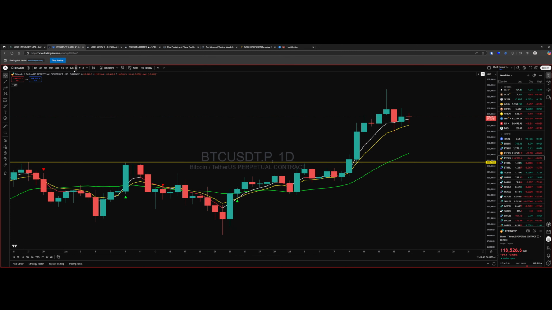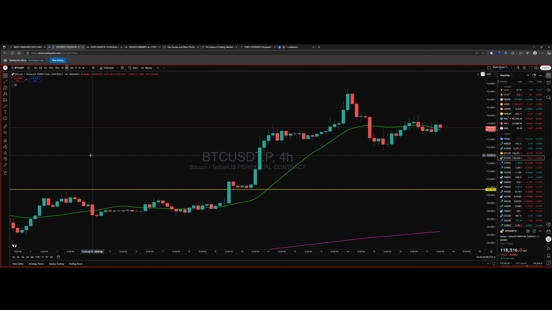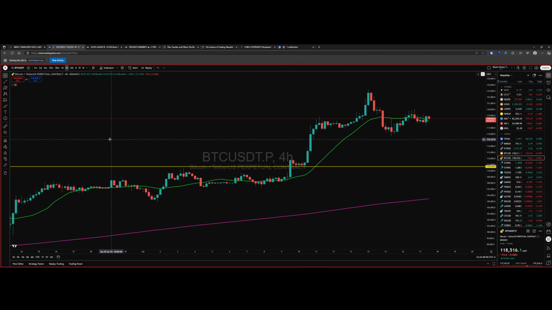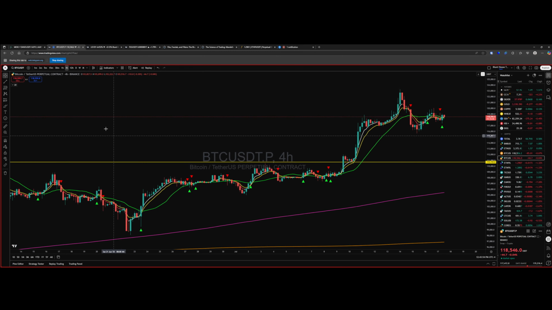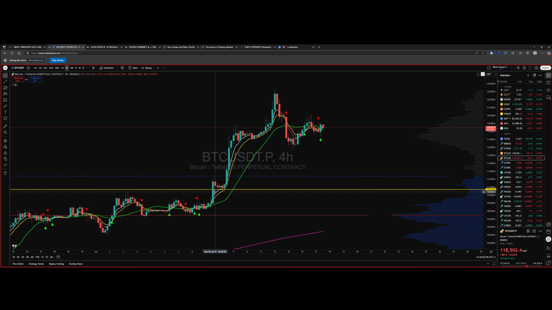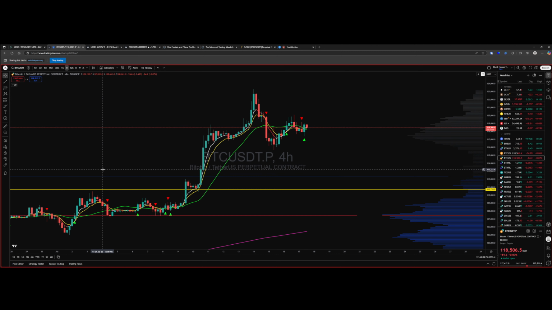We're a little toppy here. What are we going to do? We're going to go to our 4-hour. Because how do we pick up these moves that we see on the daily in advance? We'll pick them up on the 4-hour chart or the 1-hour chart. Let's throw on our volume profile because that'll show us where we don't have a lot of support.